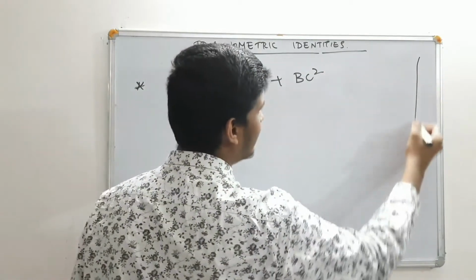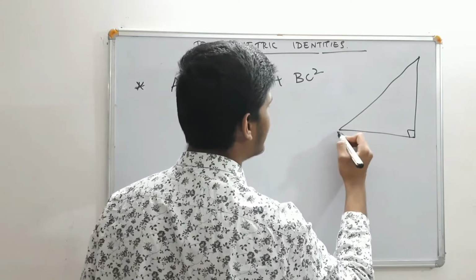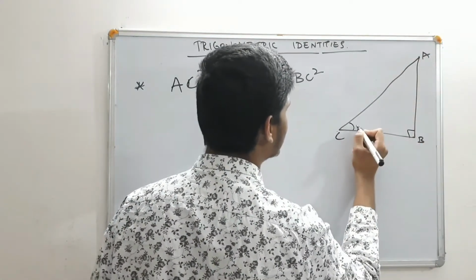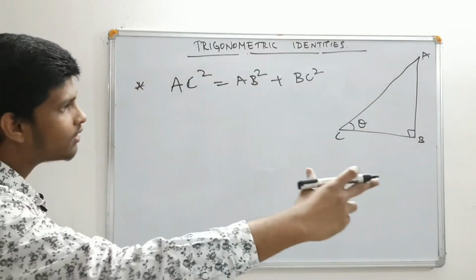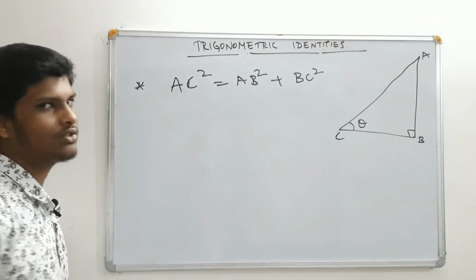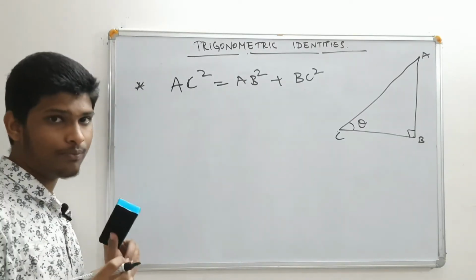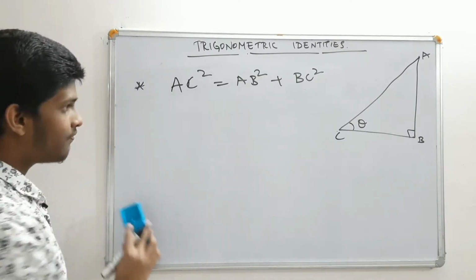And in a right angle triangle, what is the triangle? It should be CAB. This is some angle theta. So AB square plus BC square is equal to AC square. Alright. Now from this only we are deriving all 3 identities. Yes, it's very cool.